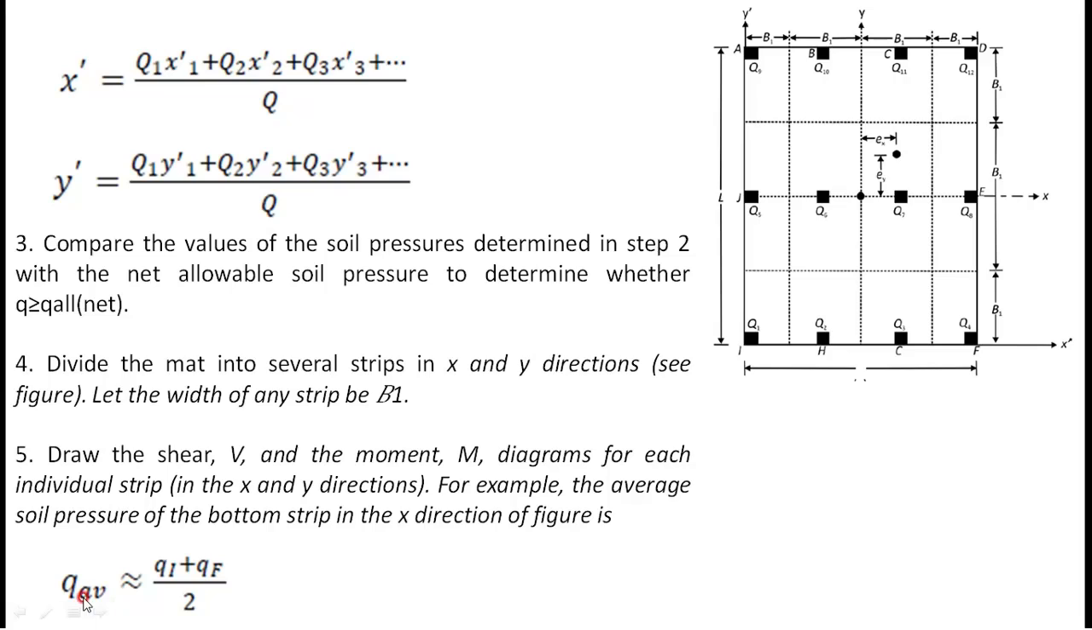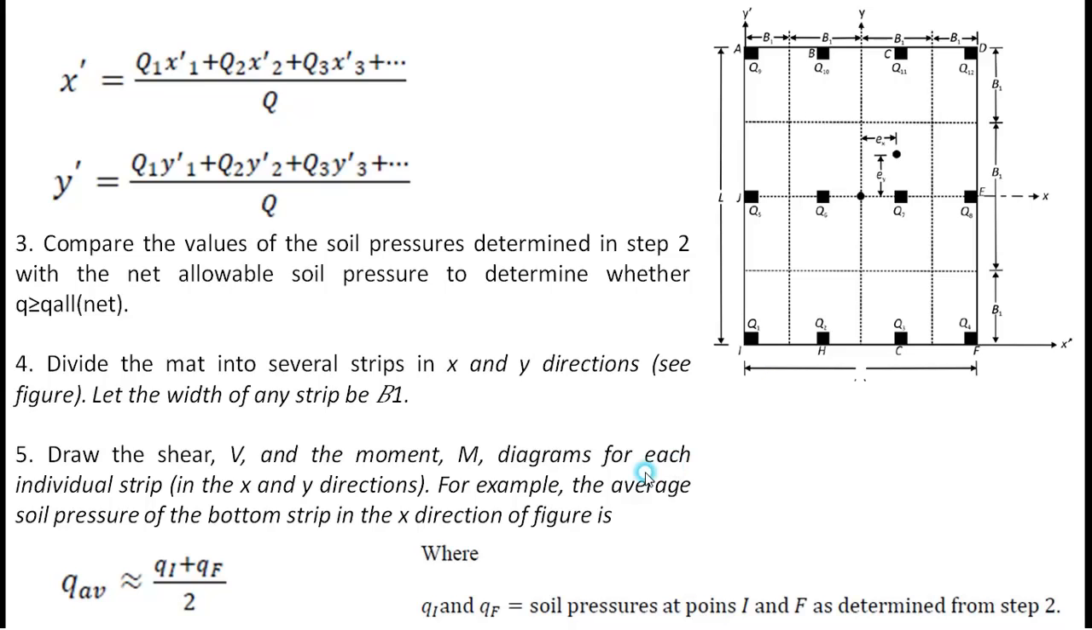That something different is Q average equal to Qi plus Qf divided by 2. Here this is the ith column and this is the fth column, and you take this load and this load divided by 2, so you get Q average. Here Qi and Qf are the soil pressures at points i and f as determined in step 2, which you are going to write here.